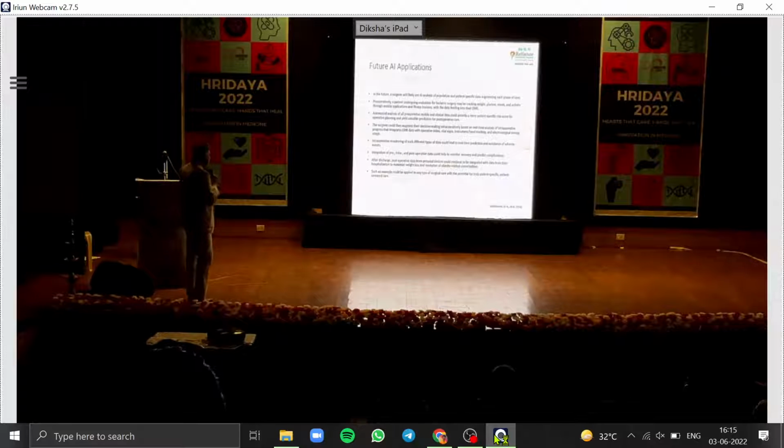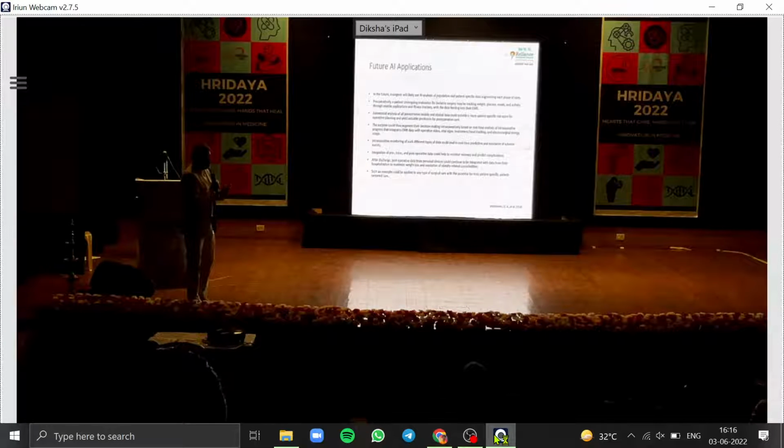The next is that the surgeon could then augment decision making intraoperatively based on real-time analysis of, maybe, the robotic surgery that he does, and to prevent post-op complications. Then the integration of pre-, intra-, and post-operative data could help monitor recovery and predict complications for a particular patient.